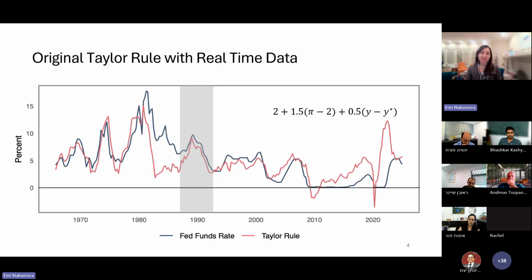So now going back to the Taylor rule, on the first slide, I showed the fit of the Taylor rule on the 6-year period that John Taylor emphasized from 1987 to 1992. And that's the gray line in the slide here. Okay, so this area here.